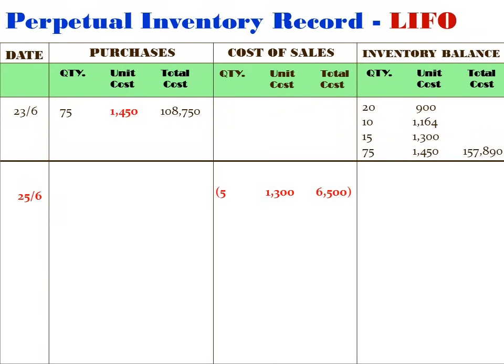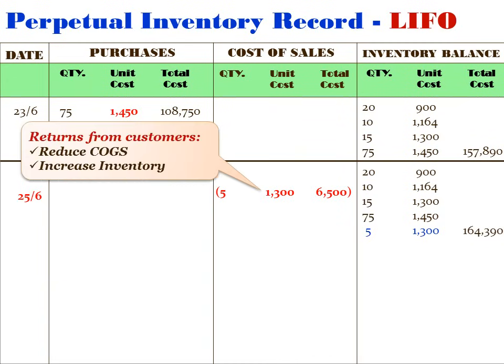So at the end of the day now, we'll be left with what we had before plus these 5. Now notice, even though in inventory we have 15 there at 1.3, we are not just going to add on these 5. Remember we said that on the first in, first out and last in, first out, order is important. So in listing the inventory after that return, it would be 20 at 900, 10 at 1164, 15 at 1.3, 75 at 1450, and 5 at 1.3. Notice, order is of paramount importance.